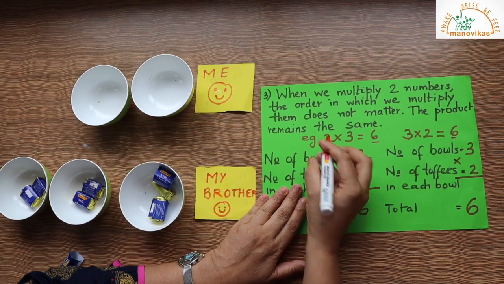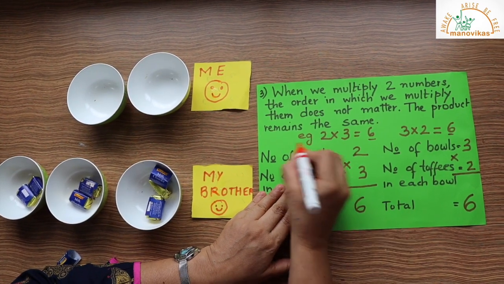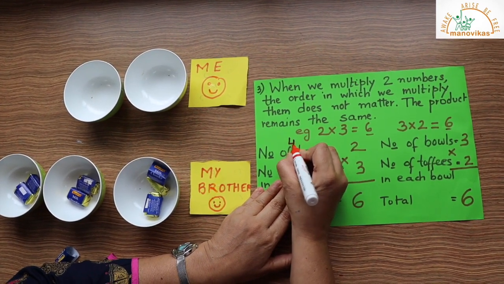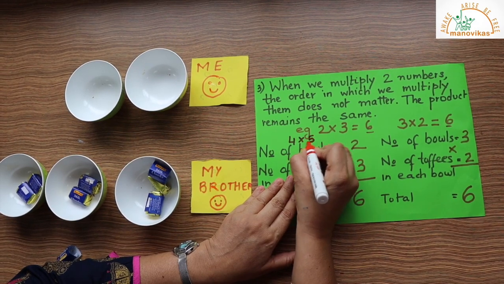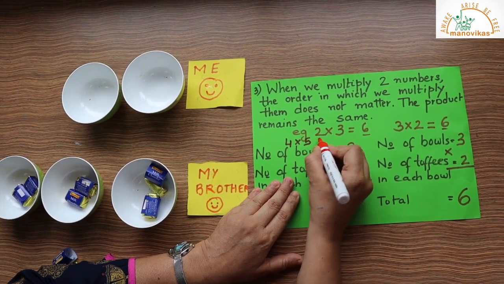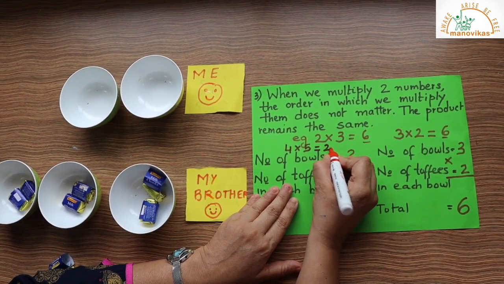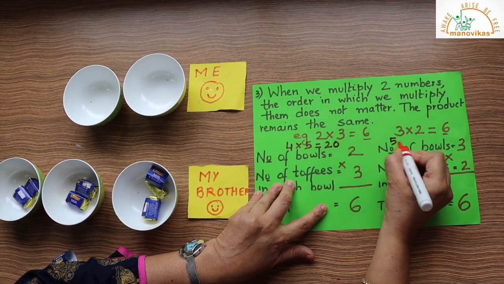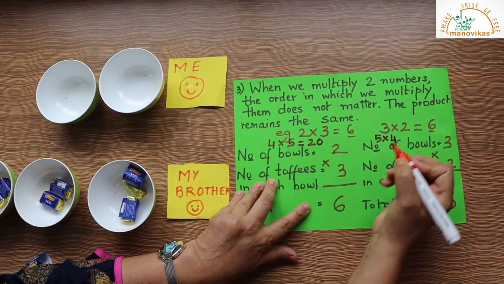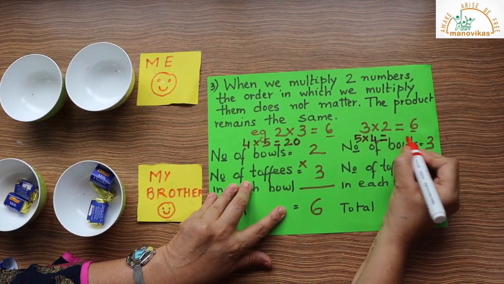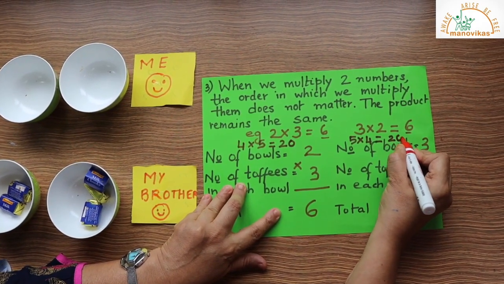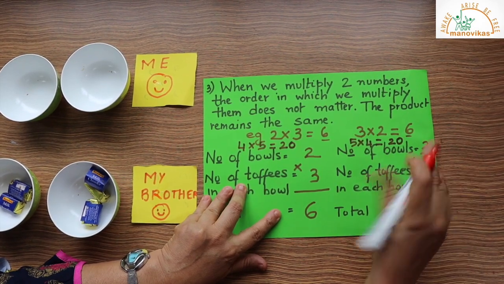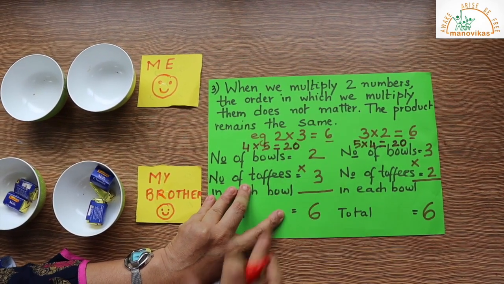We'll take one more example here. Suppose you have 4 into 5. 4 multiplied by 5 is how much, children? 20. Come on, very good. Now, 5 multiplied by 4. I have changed the order here. Again, the answer is 20. Very good. So, this explains the property.